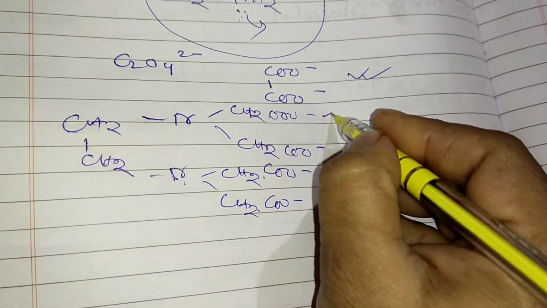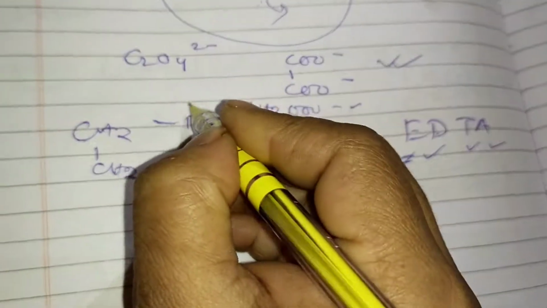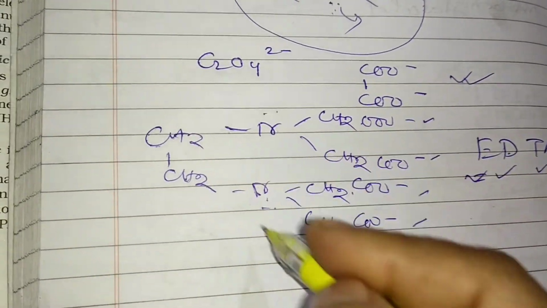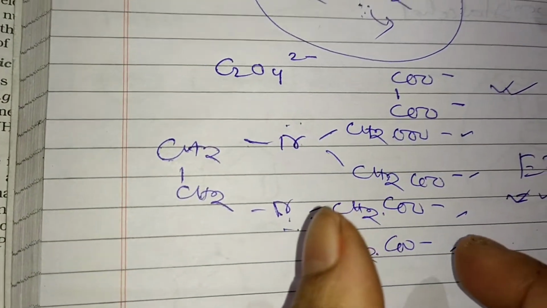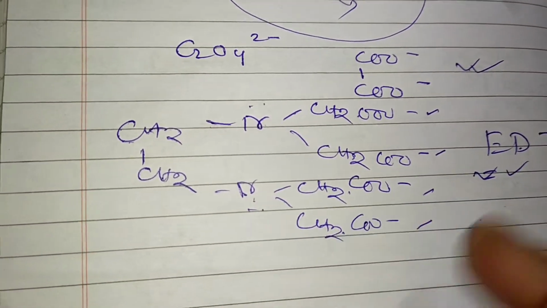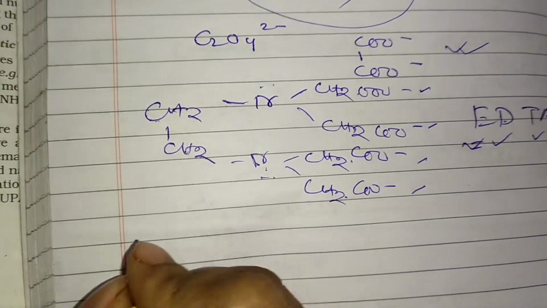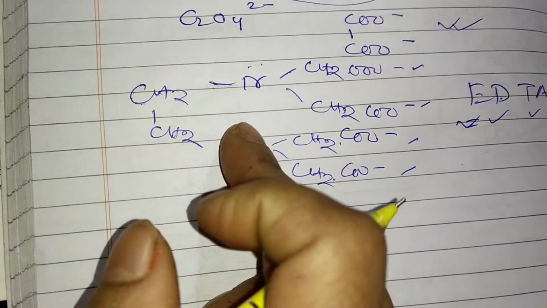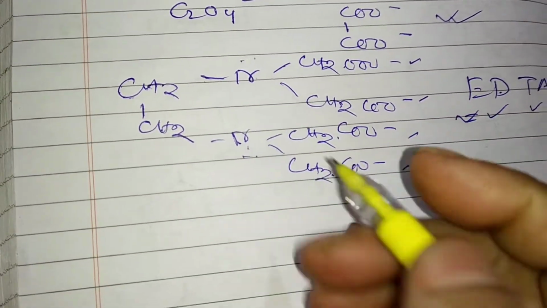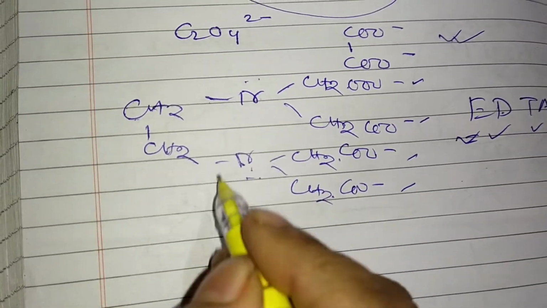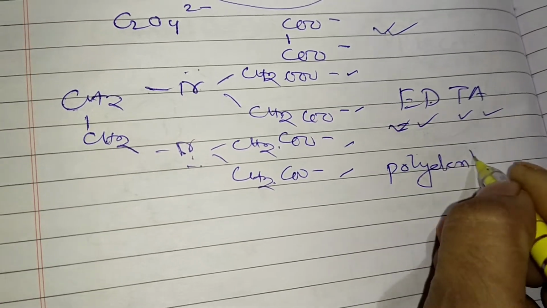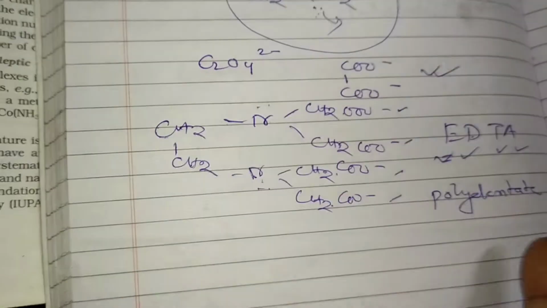So you can see here 1, 2, 3, 4 for oxygen. Again for nitrogen, how many are there? Again nitrogen, 2 are there. So definitely 6 donors are there. That's what is called hexadentate condition. It means that with one central atom or ion, they are attached with how many donors, 6 donors are there. That's what is called polydentate condition. We can see examples afterwards also.